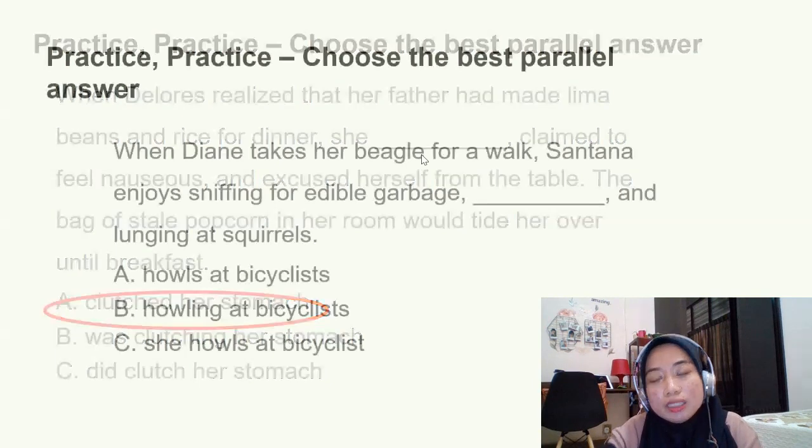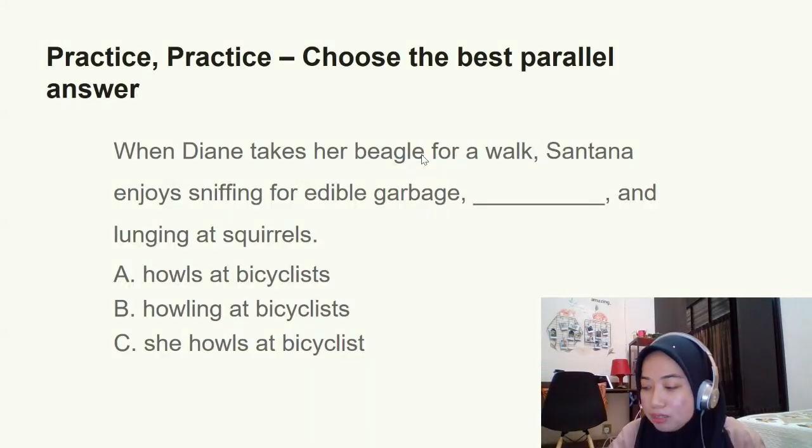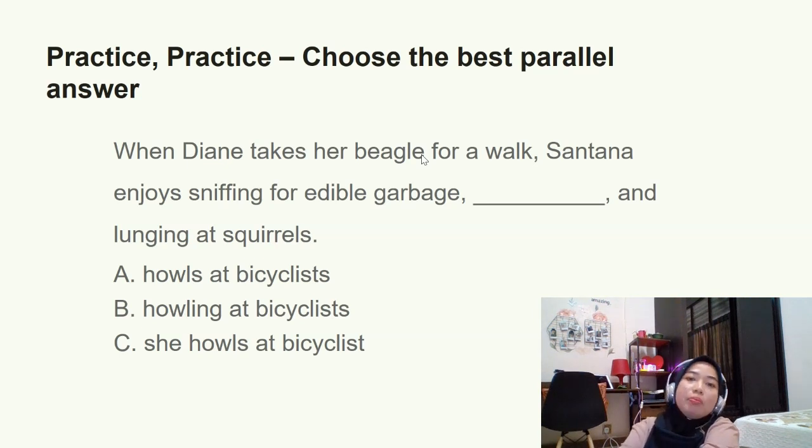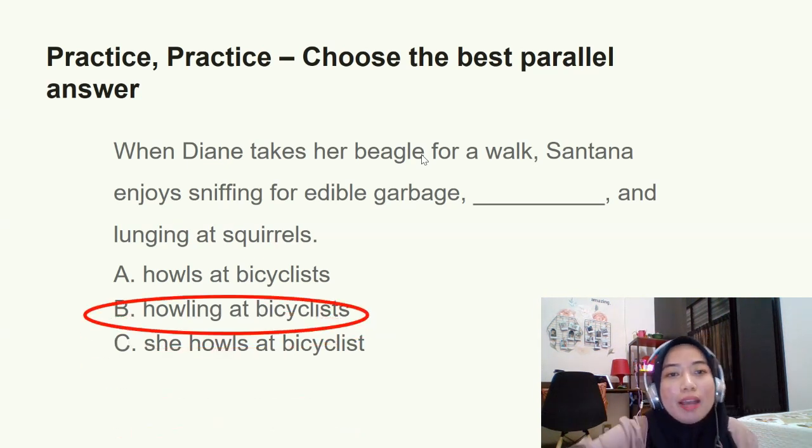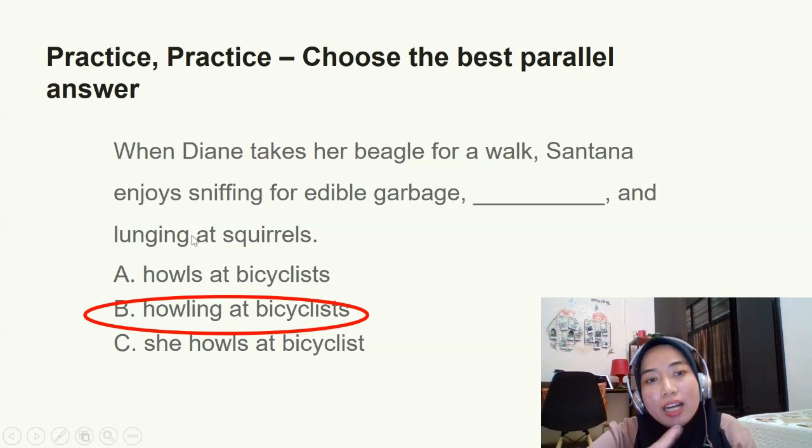Okay, let's take a look at the second one here. Can you pause this video and try to do this? When Diane takes her beagle for a walk, Santana enjoys sniffing for edible garbage and lunging at squirrels. Which one is the correct answer, ladies and gentlemen, A, B, or C? The answer is obviously B. Why? Because of consistency: sniffing and lunging. So -ing, -ing, -ing. Obviously, the answer is -ing.